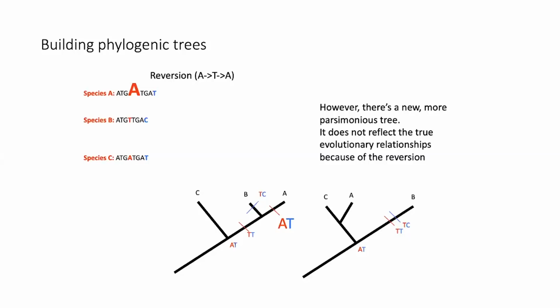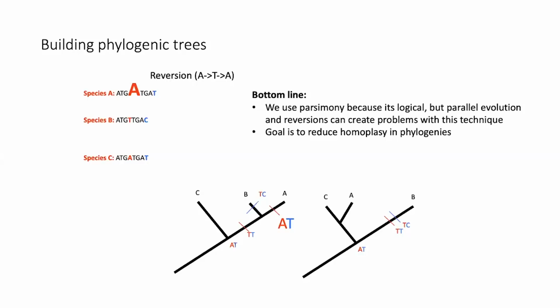So we always want to choose genes and choose information to put into our phylogeny where we don't have many of these homoplasies. We want to minimize that. We don't want reversions. We don't want parallel evolution, so that we can really reveal the true tree. Okay, so bottom line, we use parsimony because it's logical, but parallel evolution and reversions can happen, and so they do create problems with using parsimony. Our goal is always to reduce homoplasy when establishing a phylogenetic tree.